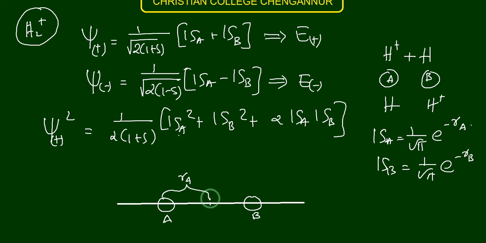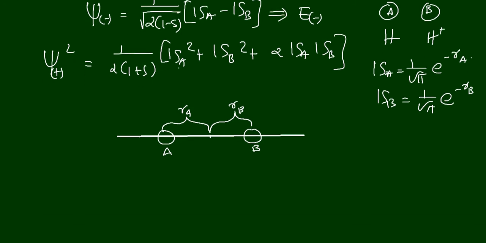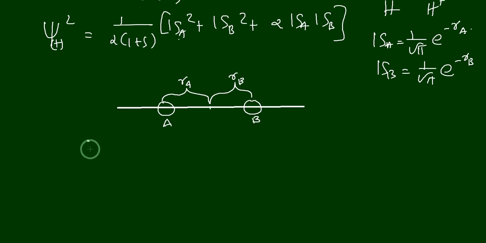And if we are considering RB for the midpoint, then this is RB. So you can look at this. RA is equal to RB here, right? RA is equal to RB. So in between the nuclei, RA is equal to RB.